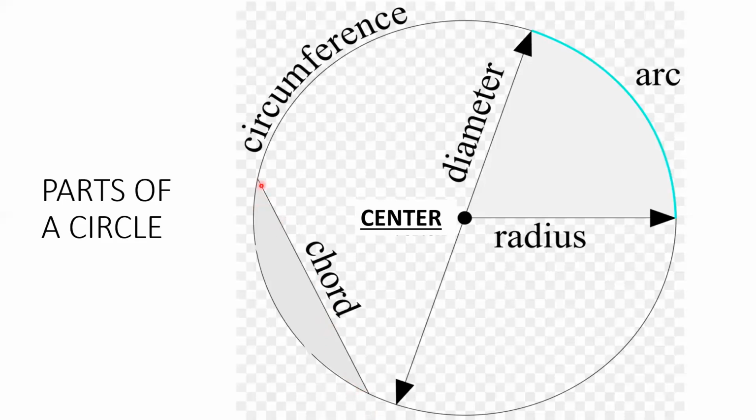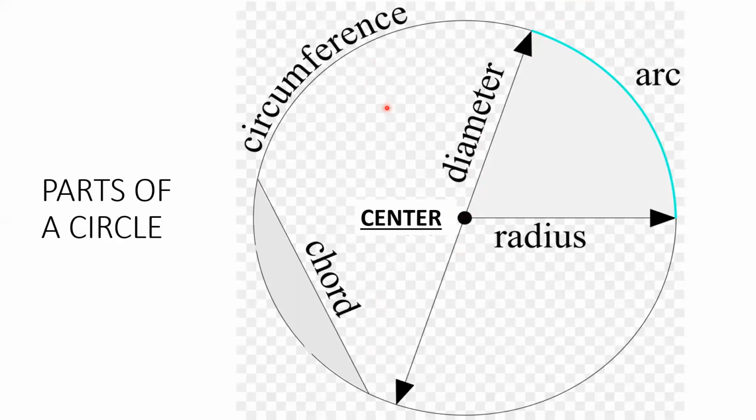Now I have used this sentence before also, when I told about diameter. Diameter also touches the circle at 2 different points. But what is the difference between the diameter and the chord? The diameter passes through the center of the circle, but the chord doesn't pass through the center of the circle. The diameter is also a chord, but it's a special chord as it passes through the center of the circle.